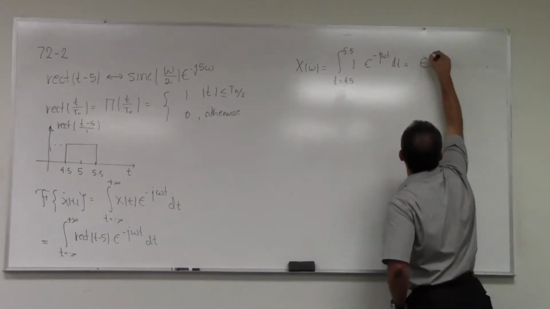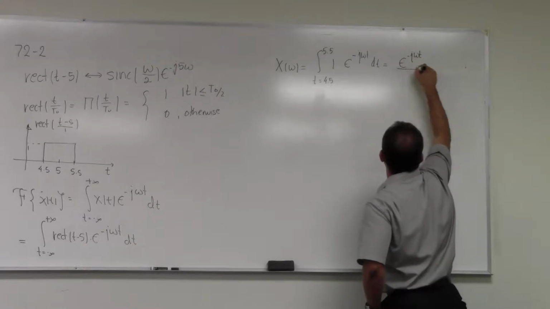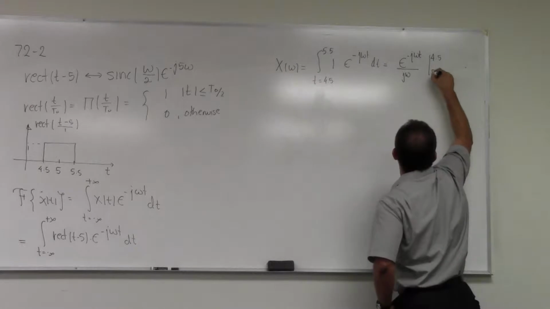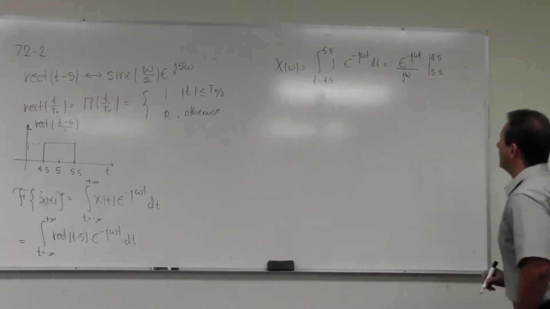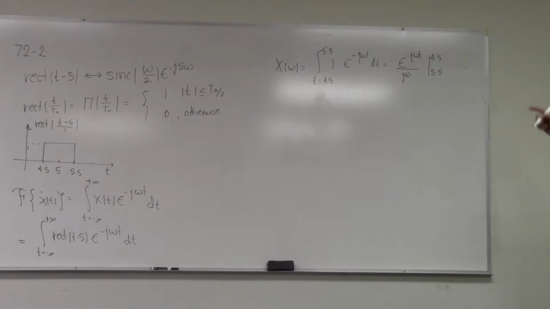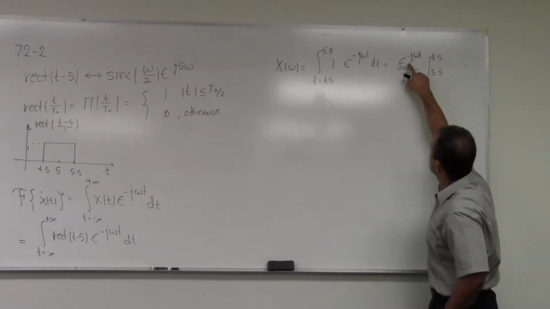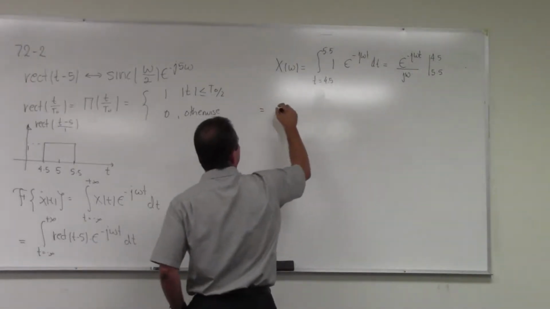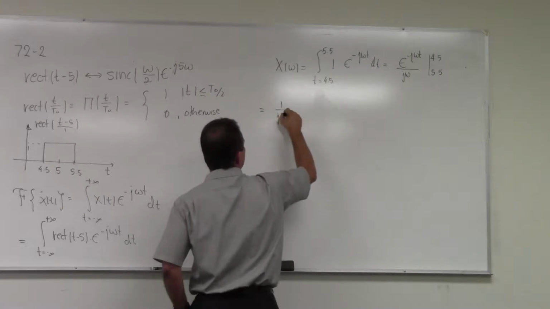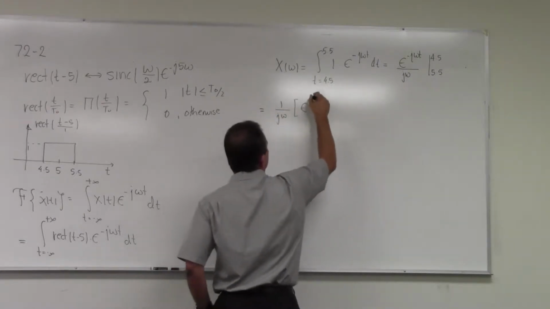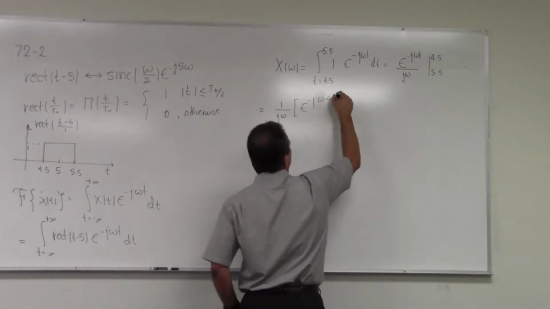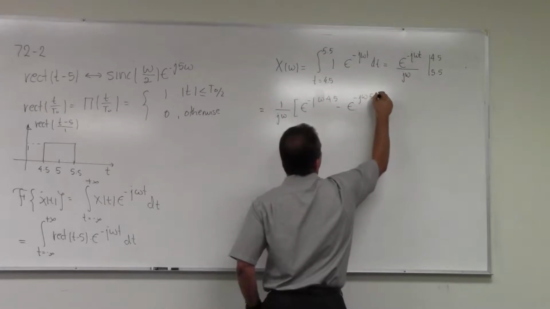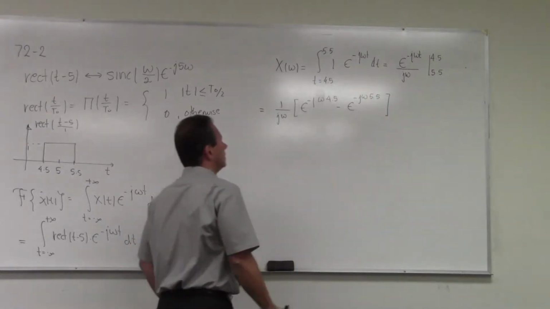This is e to the minus j omega t over j omega, evaluated from 4.5 to 5.5. You should note here that I have switched the boundaries of integration because there's an extra minus that was brought downstairs. So this is now 1 over j omega, e to the minus j omega 4.5 minus e to the minus j omega 5.5, close the boundaries.